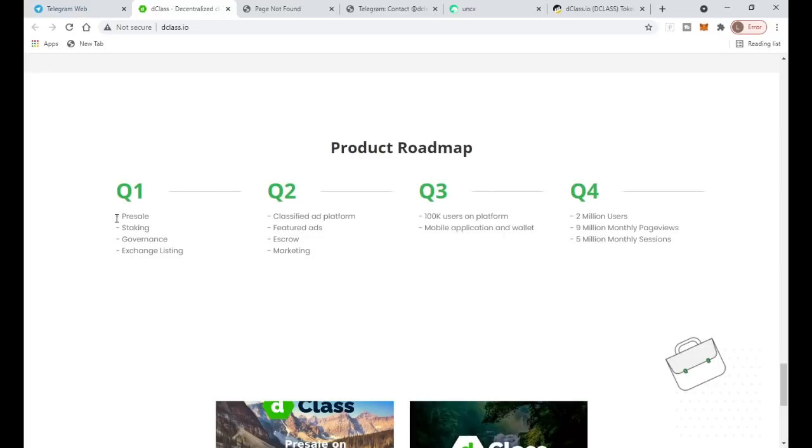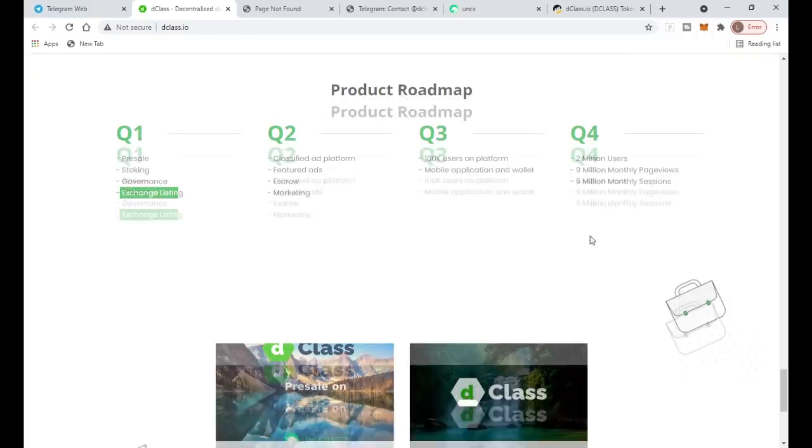Q1: pre-sale, staking, governance and exchange listing. Q2: classified ad platform, featured ads, escrow and marketing. Q3: 100,000 users on the platform, mobile application and wallet. This would be really, really cool to see because I can literally go on my phone and use this to sell my products or anything. So it's really good to see. Q4: 2 million users, 9 million monthly page views and 5 million monthly sessions.